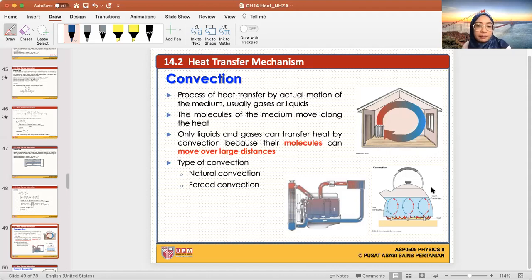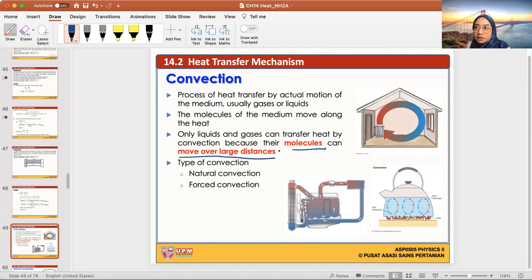Previously, they were dancing on the spot, right? I did it with Sofara and Sophia. But now we are moving across the room, usually in gases or liquids. The molecules of the medium move along with the heat. Only liquids and gases can transfer heat by convection because their molecules can move over large distances.